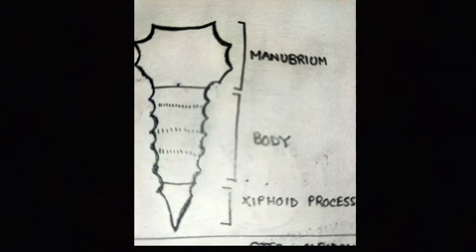manubriosternal joint. This manubriosternal joint makes a slight angle with the body at this junction, called the sternal angle or the angle of Louis. In surface marking, it can be recognized on the surface by a transverse ridge or slight elevation on the anterior aspect of the sternum.